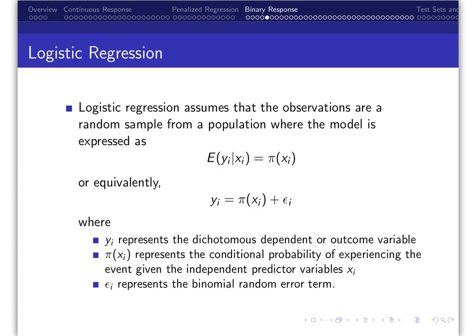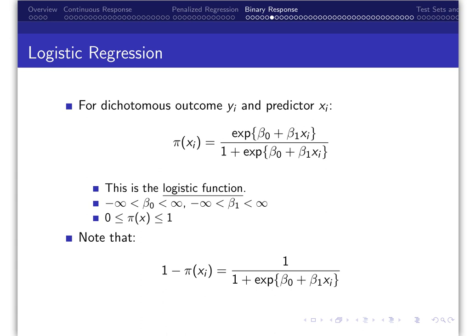Traditionally, logistic regression assumes that the observations are a random sample from a population where the model is expressed by this equation, or equivalently as this, where y sub i represents the dichotomous dependent or outcome variable, pi of x sub i represents the conditional probability of experiencing the event given the independent predictor variables x sub i, and epsilon sub i represents the binomial random error term. More formally, the conditional probability pi of x sub i is a function of the independent variable. This, in fact, is the logistic function.